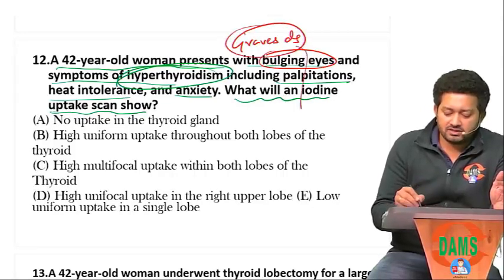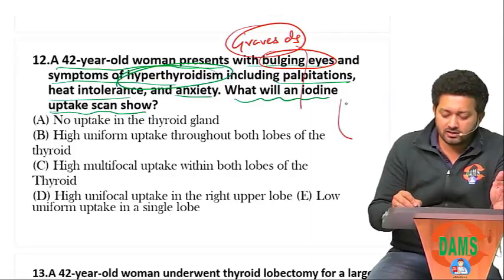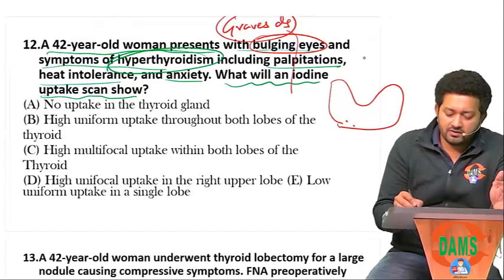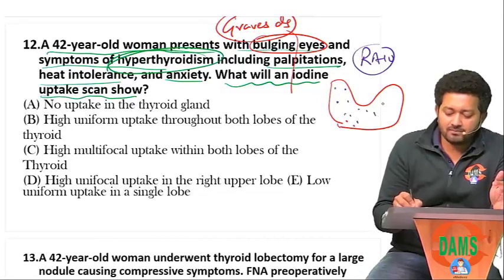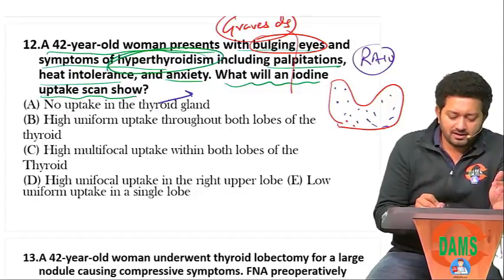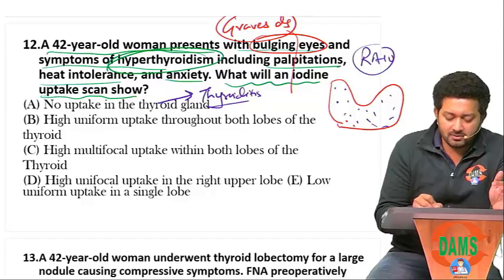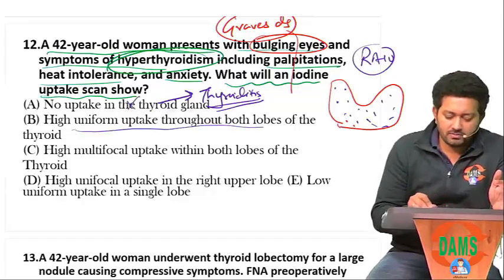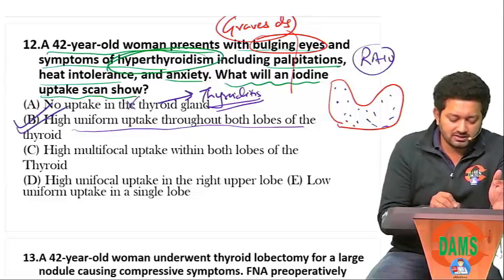So in Graves' disease, where there is generalized enlargement, you can say the whole thyroid gland, both right lobe and left lobe, will be enlarged. And if you do a radioiodine scan or radioactive iodine uptake, you will see there is increased uptake by both lobes. No uptake is seen in thyroiditis, which is most of the time hypothyroidism. So this is wrong. High uniform uptake through both the lobes is the answer.